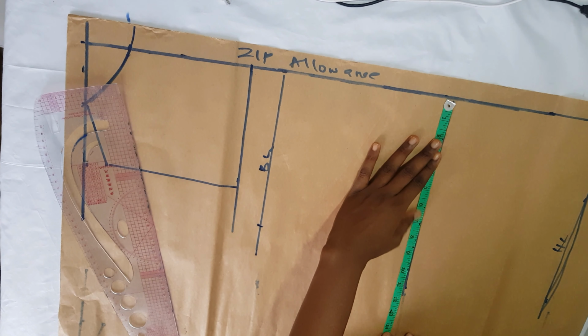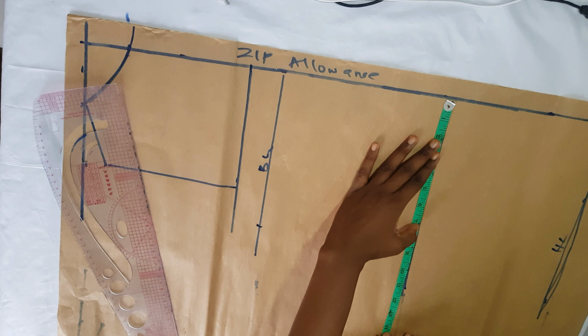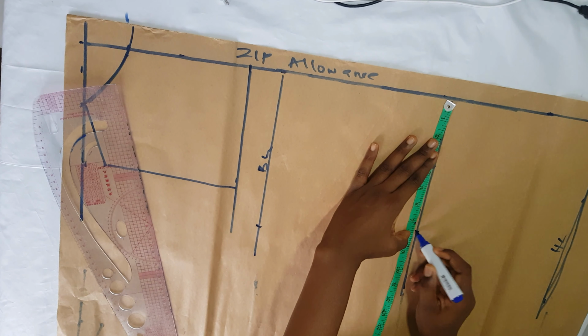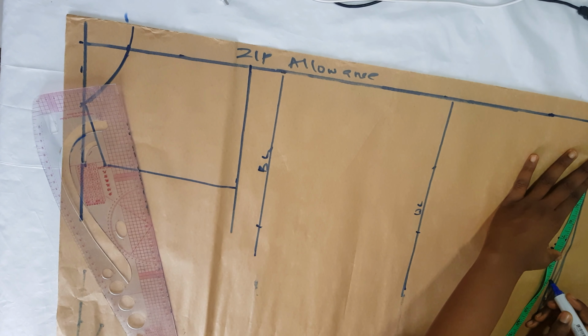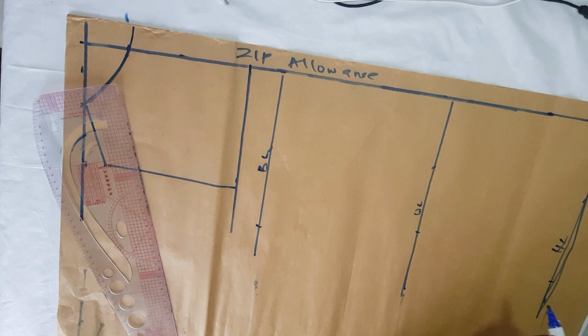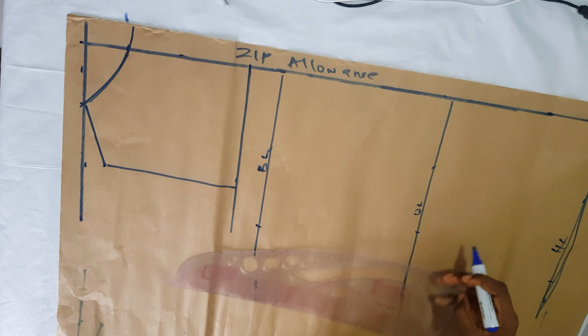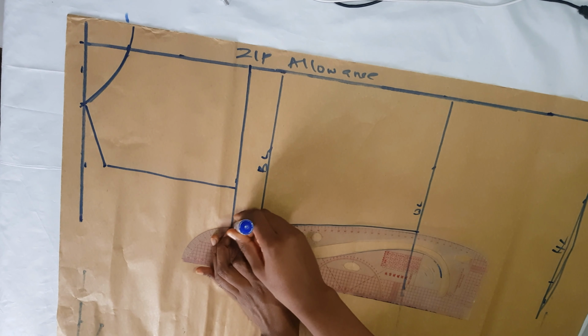So on my waistline I'm going to divide 26 into 4, which will give me 6.5 plus 1 inch dart allowance. Then on my hip line I'm going to divide 34 into 4. That's going to give me 9.7. Okay, so right now I'm going to use the curved part of my ruler to join the mark points together, just like this.